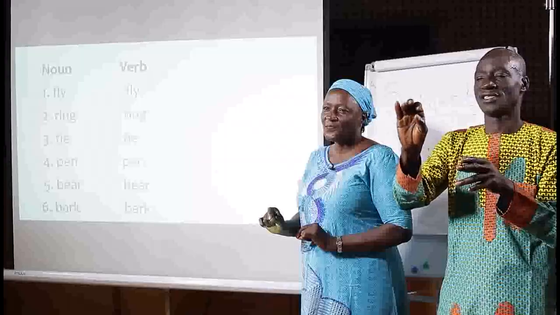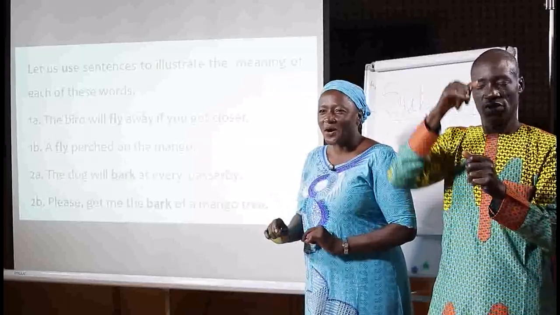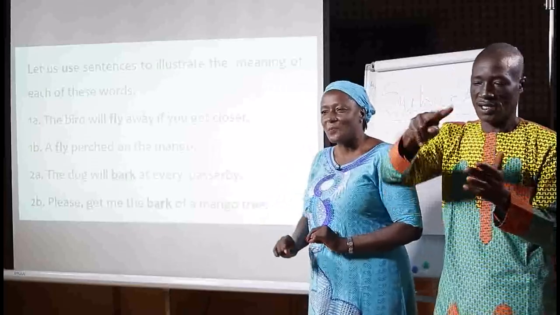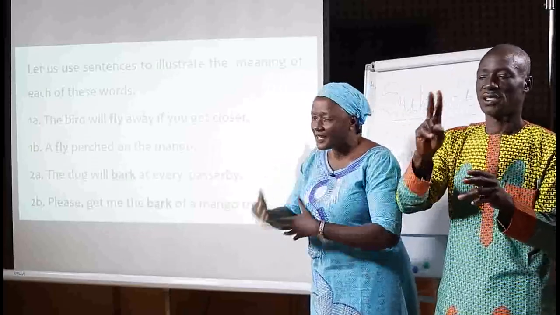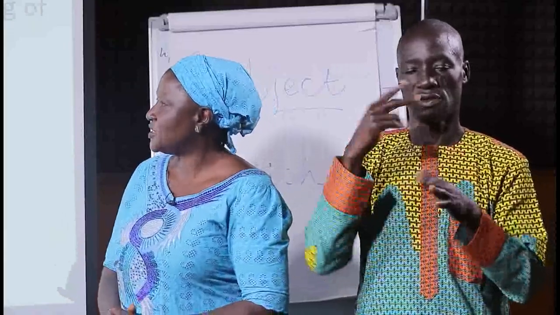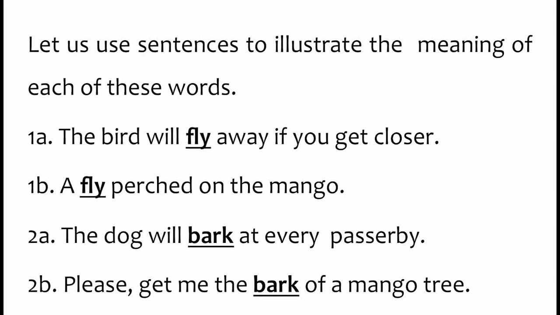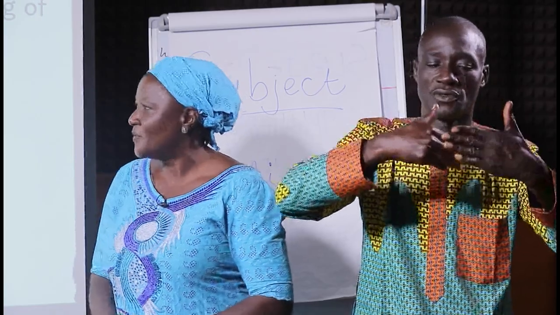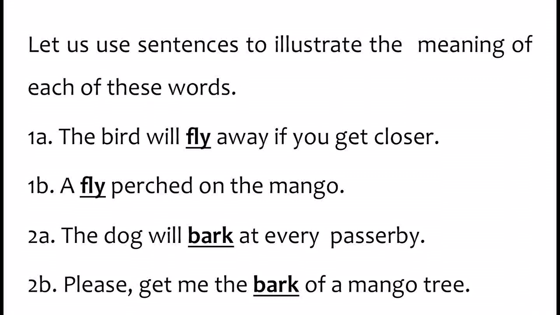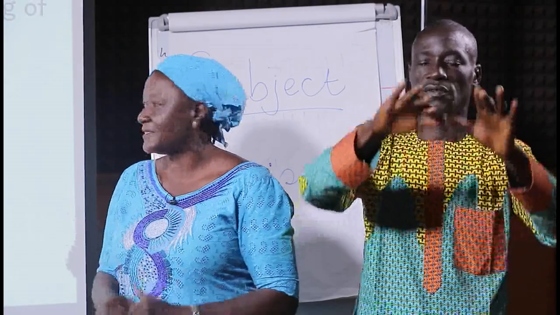Also remember, in homonyms, one is a noun while the other is a verb. Always remember, a noun is a name and a verb is an action. Now, let's check the following sentences. 1. The bird will fly away when you get closer. That's a verb. 1B, a fly perched on the mango. The fly here is a noun.